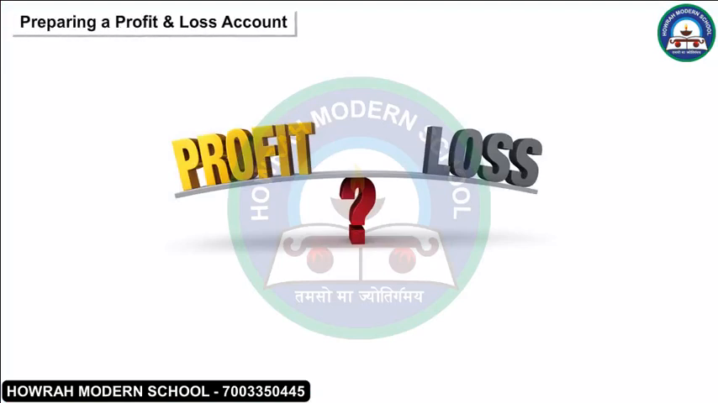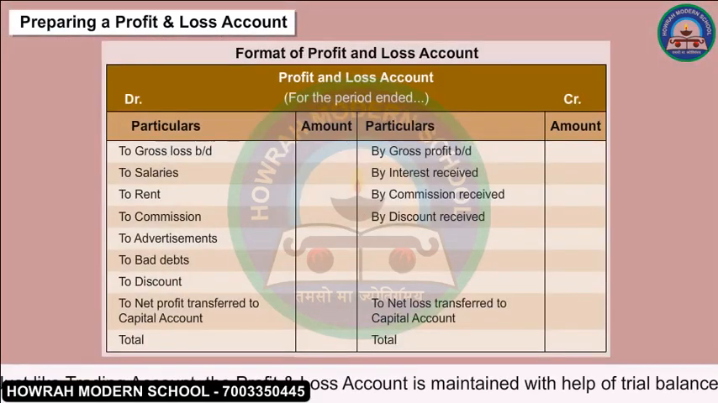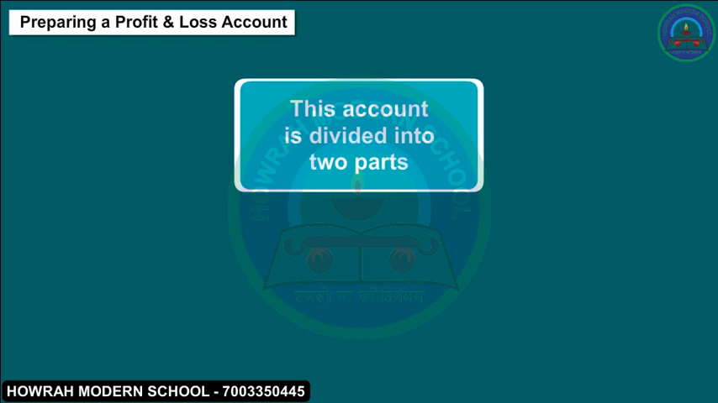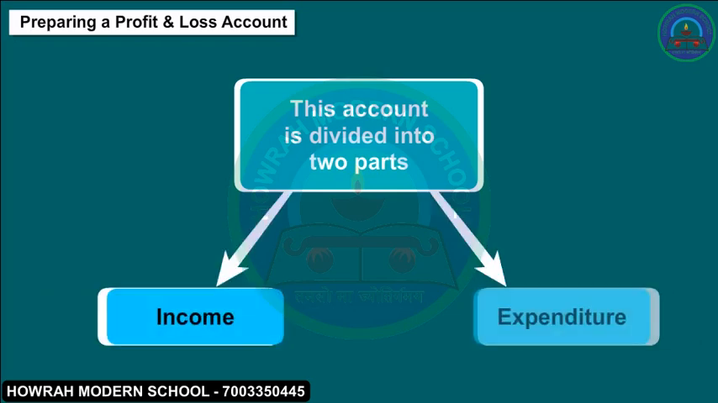Preparing a profit and loss account. Just like trading account, the profit and loss account is maintained with the help of trial balance. This account is divided into two parts: income and expenditure.